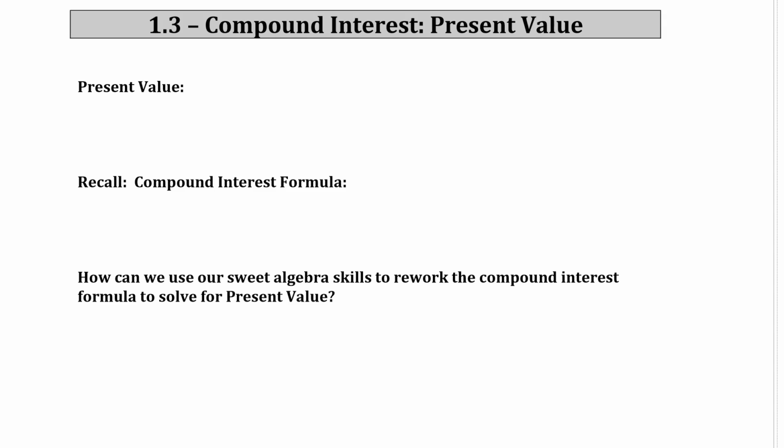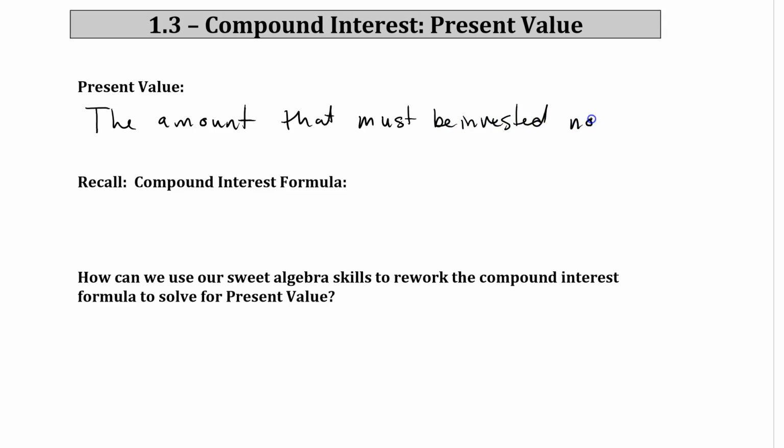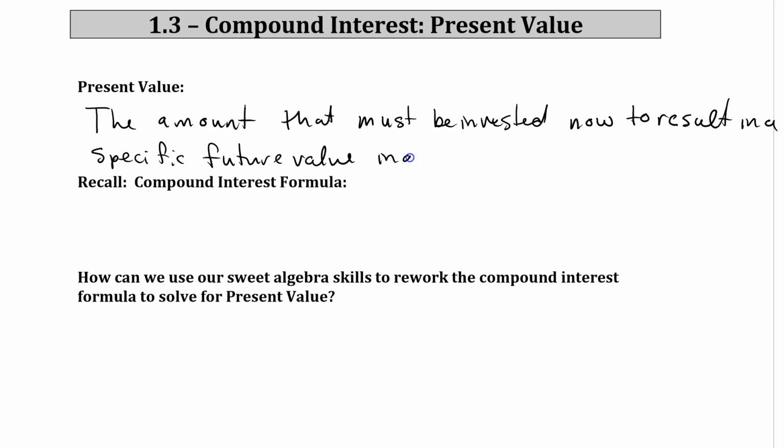So let's just take down a definition here. Present value is the amount that must be invested right now to result in a specific future value in a certain amount of time at a given interest rate.